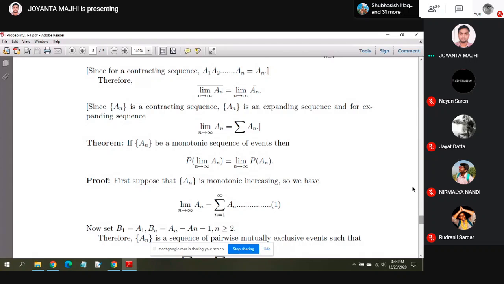Okay. Now I prove a theorem. If a_n is a monotonic sequence, either monotonically increasing or monotonically decreasing, that is, a_n is either a contracting sequence or an expanding sequence, then the probability of the limit as n tends to infinity of a_n is equal to the limit as n tends to infinity of the probability of a_n, that is, limit and probability can change their position. This is the main motto of this theorem.